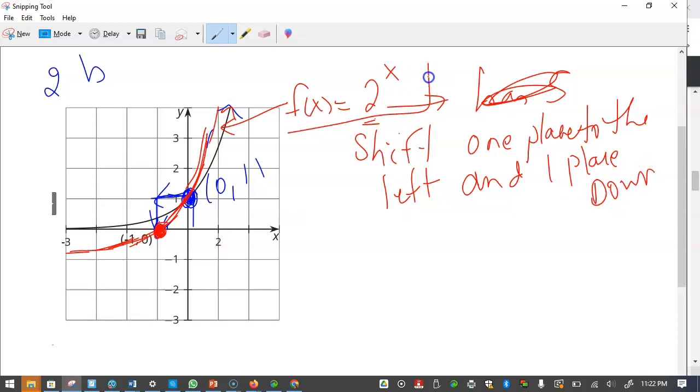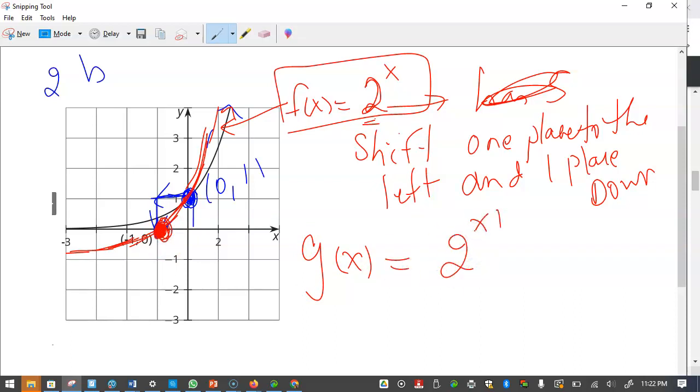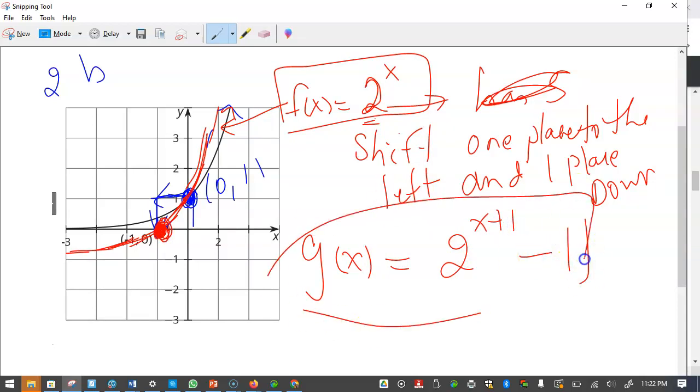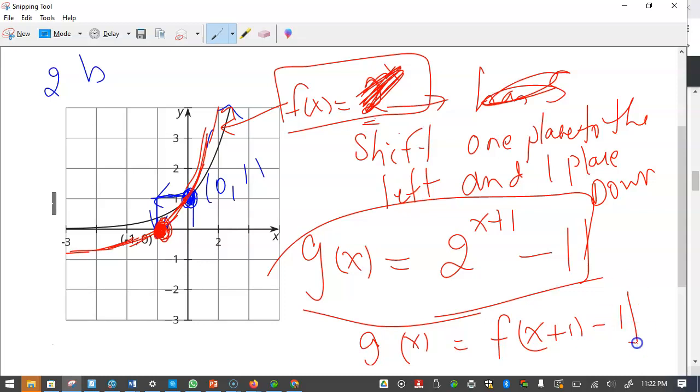And so if this is the, I'm just taking this 2 to the x, it could be 3 to the x, I don't know. But the main thing is the new function has to go through this point. You write 2 raised to x, you shift one place, plus 1, and you go down. And that's it, it's a new function. Or you can write g of x is whatever the original function, f of x plus 1, and then you go down, minus 1. That's all it is.